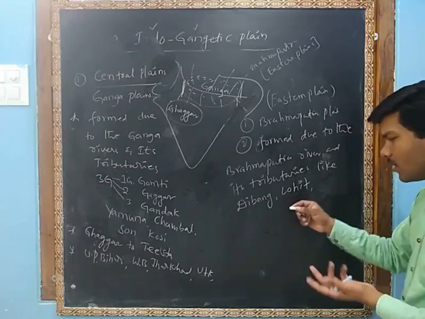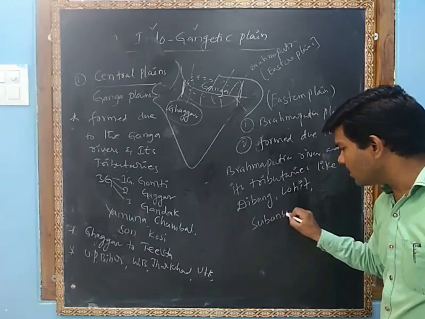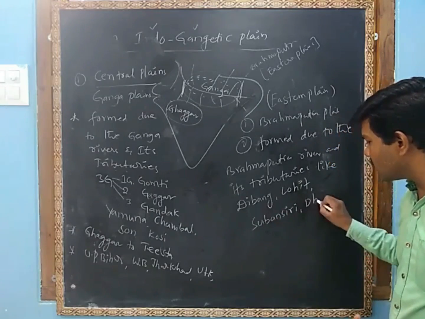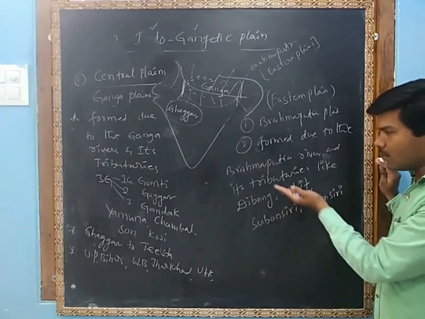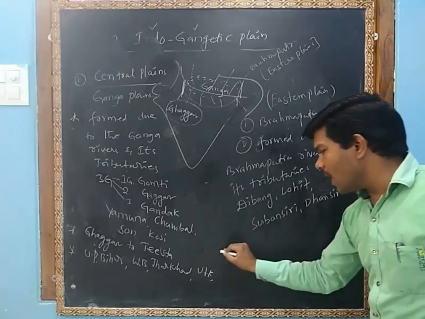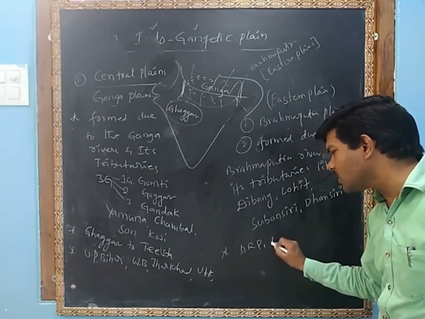Dihang, Lohit. If you want extra information, you can also write Subansiri, and the second one is Dhansiri. So these are also tributaries of the Brahmaputra river, and these are stretched in some parts of Arunachal Pradesh and Assam.